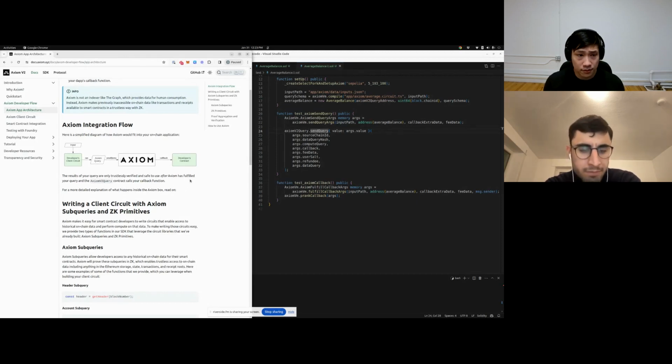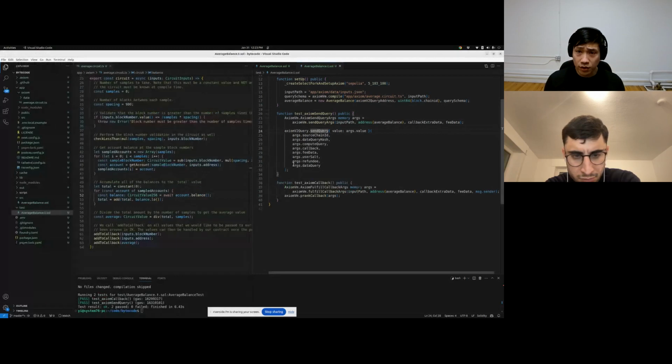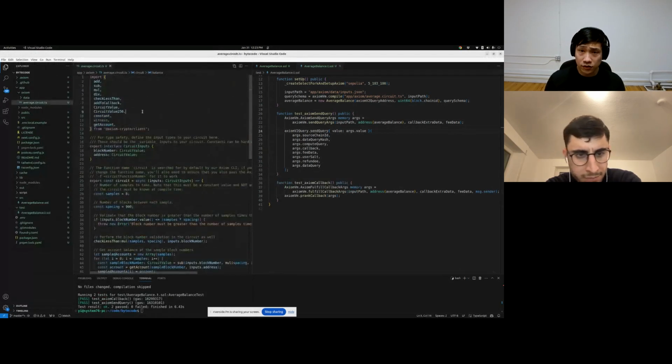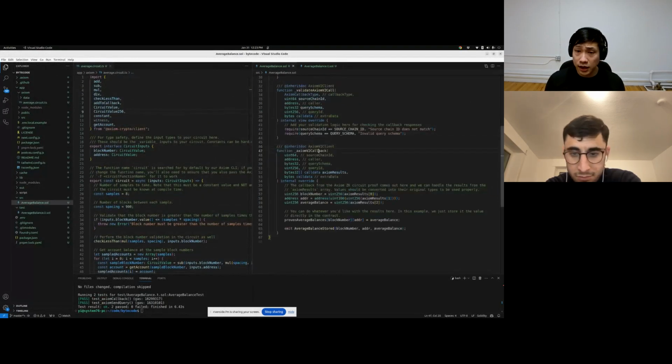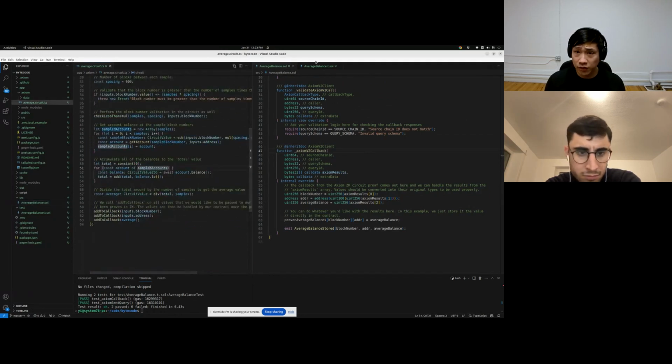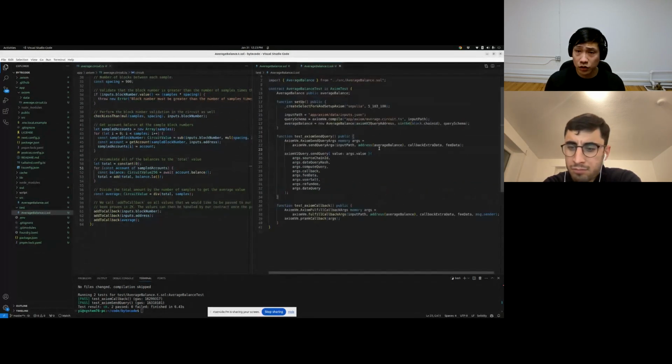Okay. So to write an integration to Axiom, you have to write the circuit and the contract that integrates the callback that's taken from the circuit. And we provide these Foundry tools for you to actually test this integration using these cheat codes.